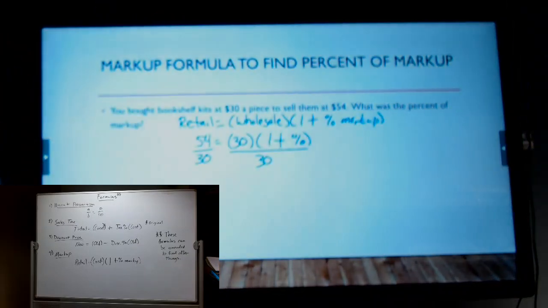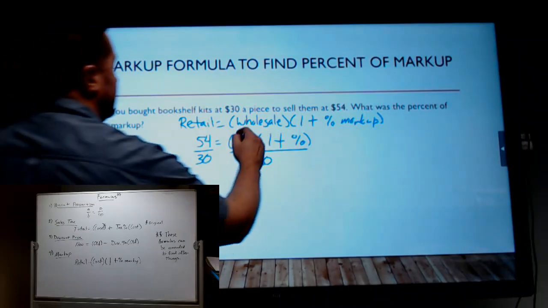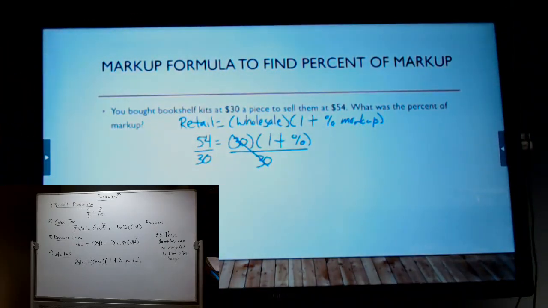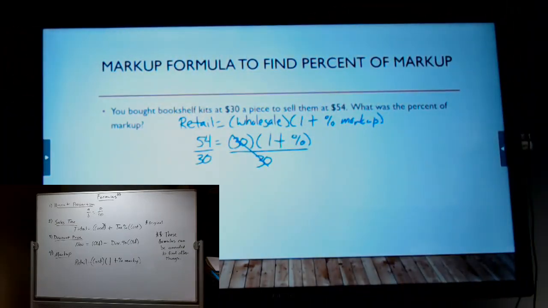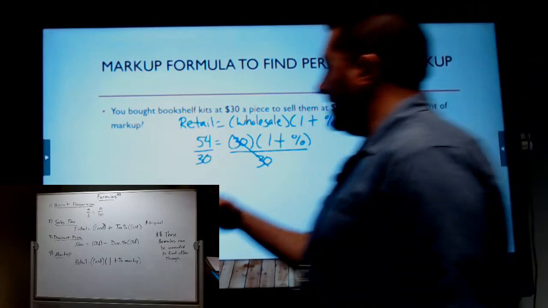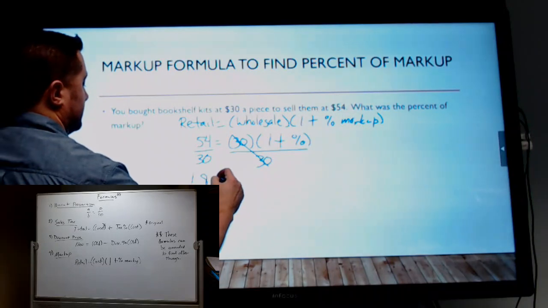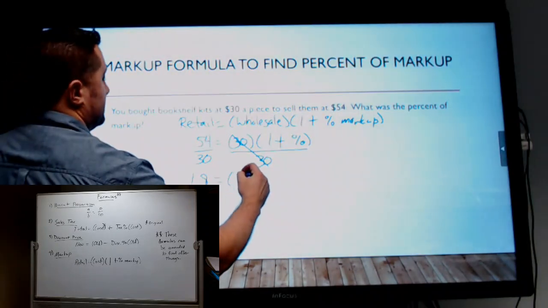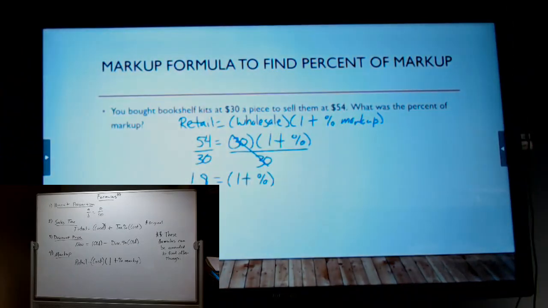That was the saddest sounding chorus of divides I've ever heard. All right. So go ahead and divide 54 by 30. Tell me what you get. 1.8? Is that what I'm hearing? All right. Okay, so go ahead and jot that down over here. 1.8. Okay. So 1.8 is equal to 1 plus the percent sign. And again, remember, the percent sign is acting as your variable.